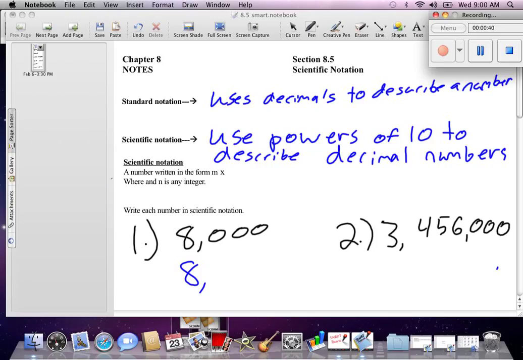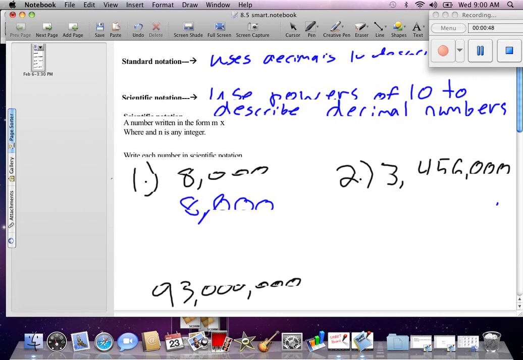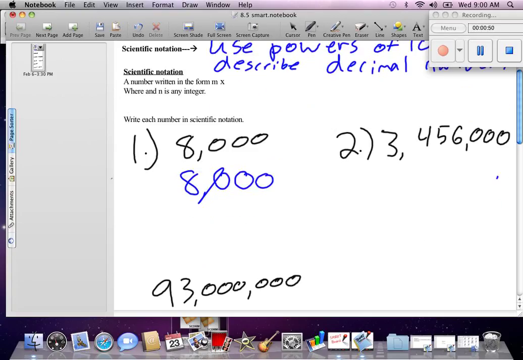Okay? So for this first one, I've got 8,000. Well, 8,000 is not going to work because that is not between 1 and 10. So I'm going to move my decimal place over 1, 2, 3. So I get 8 times 10 to the third, because I moved it 3 places. You guys, your notes are still required to be written down, so you should have written all of this down.